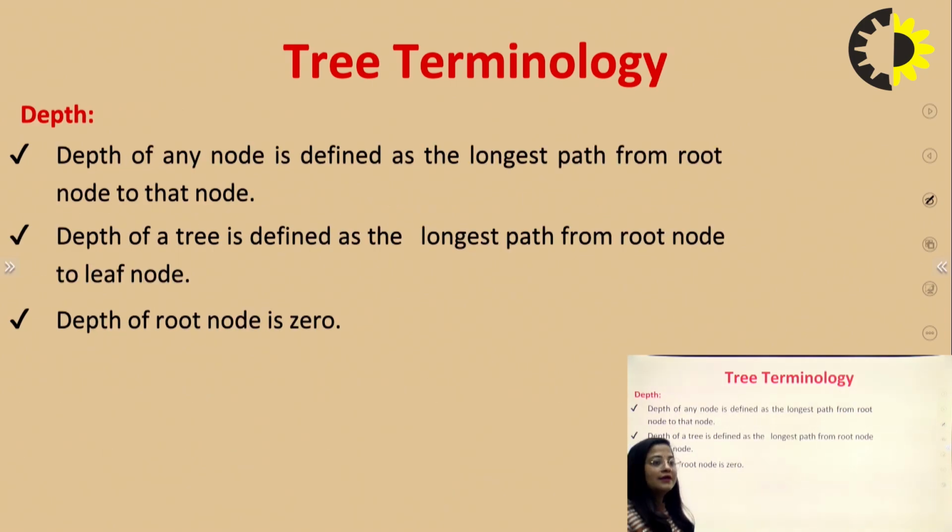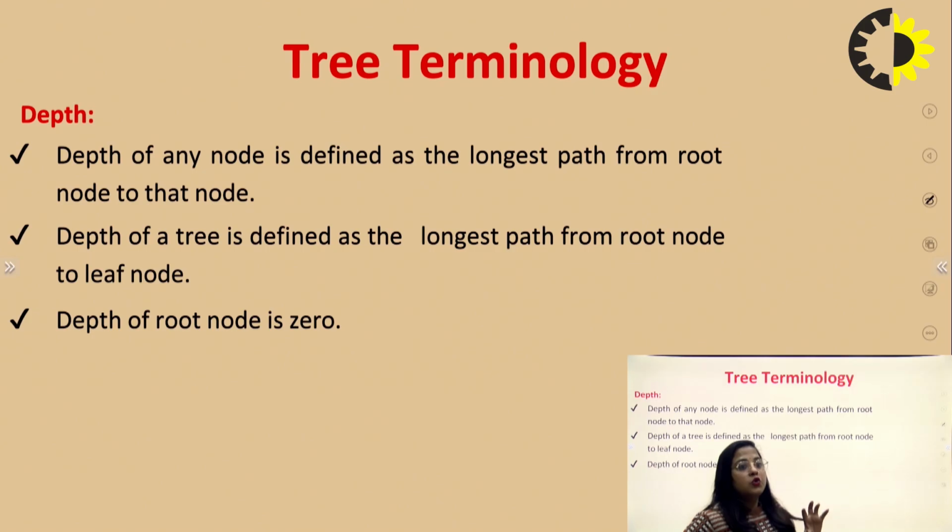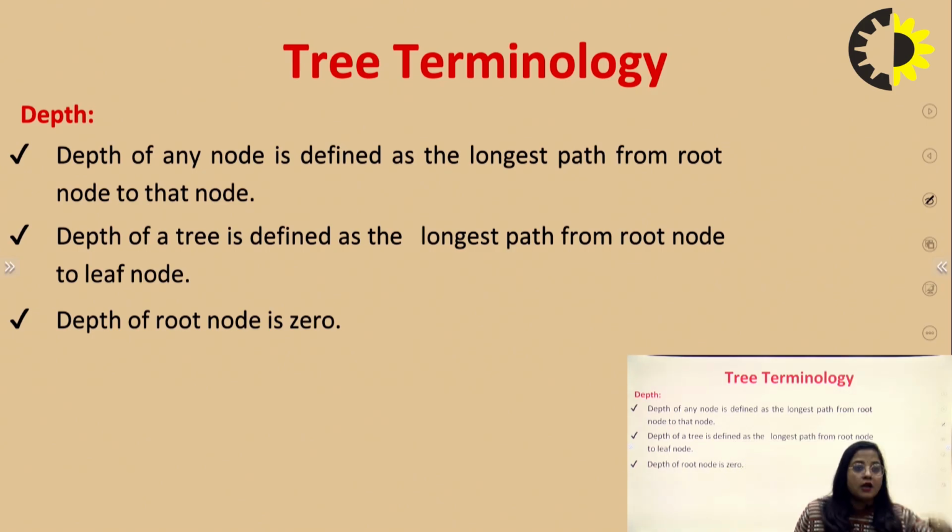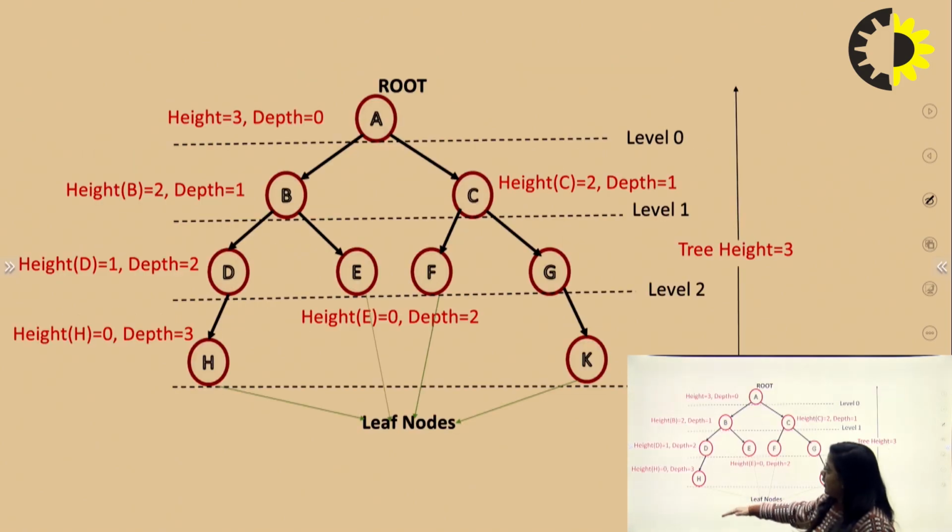Now come to the depth. The depth of a node is defined as the longest path from the root to the leaf node. And the depth of the tree is defined as the longest path from the root to a leaf node. Height is measured in the down to upward direction, and depth is measured in the root to down direction.